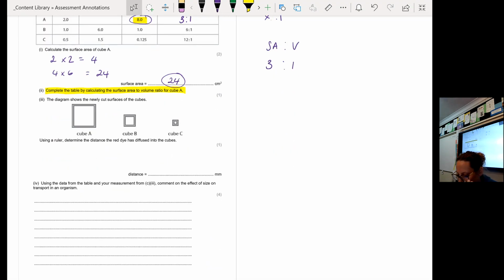So the diagram shows the newly cut surfaces of the cubes. Using a ruler, determine the distance the red dye has diffused into the cubes. And what you need to do here is just measure. You just need to measure it. So what the mark scheme is telling me here is 2 millimeters. This will differ depending on the size of your print for your question. They will accept a range of 1 to 2 millimeters. I'm just going to put 2.